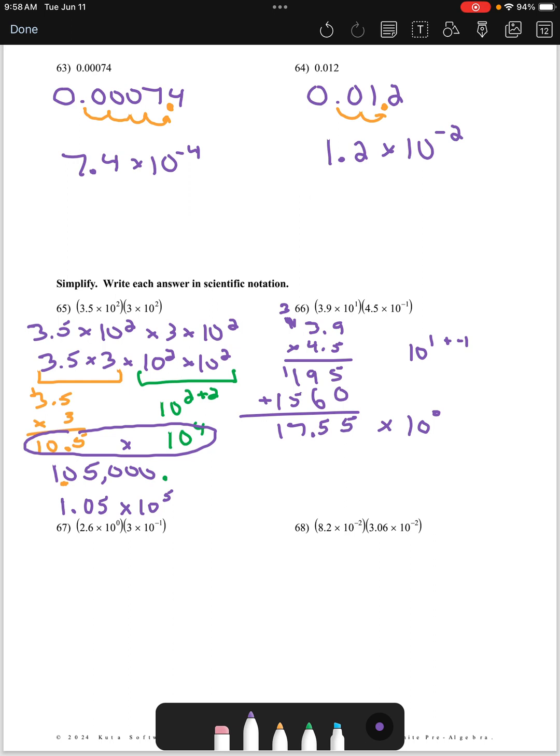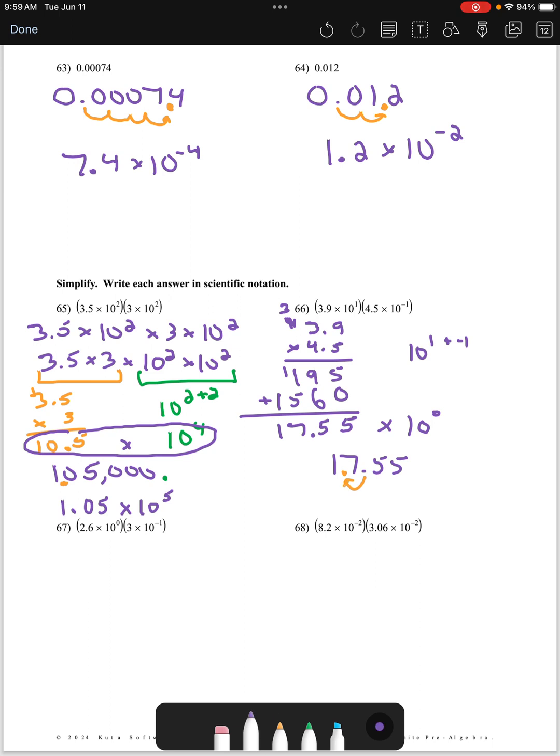And then our tens. So we have 10 to the 1, and we have 10 to the negative 1. So 1 plus negative 1 gives us 10 to the 0. Yes, you can have scientific notation with 10 to the 0. But this ain't it. Why? Because to the left of our decimal point, we have 1 and 7. So, write it as a normal number. Well, what does the exponent of 0 on 10 mean? It means the normal number is 17.55.